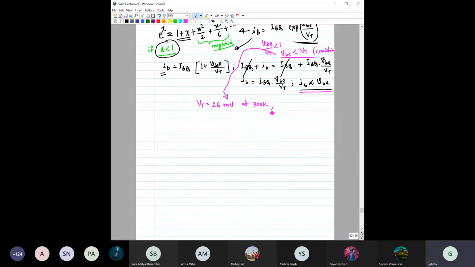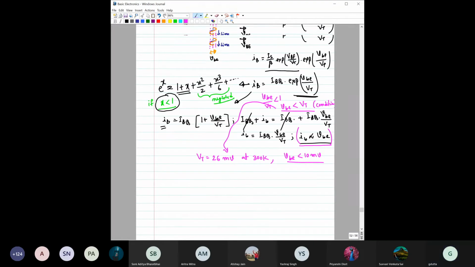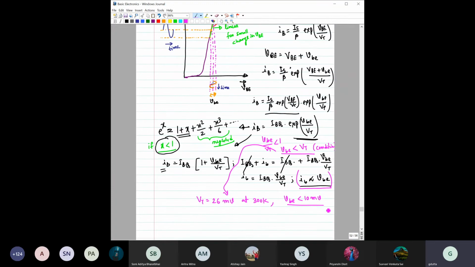Now, the rule of thumb that we generally use is that V of BE, we will always try to restrict it below 10 millivolt. So V of BE should be less than 10 millivolt. Only then will we assume that IB has a linear relation with V of BE. I hope the criteria is clear to you.